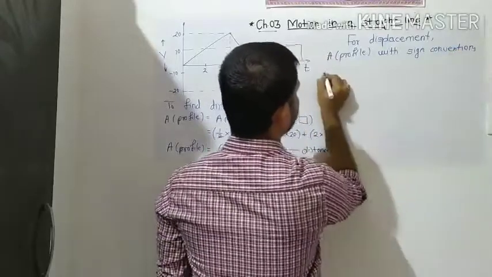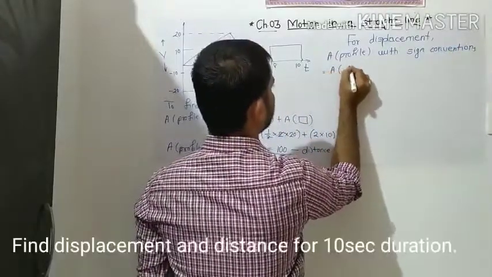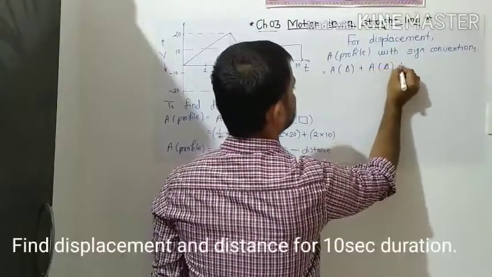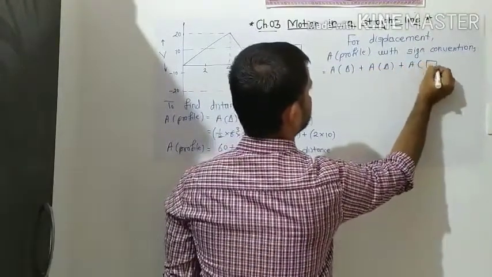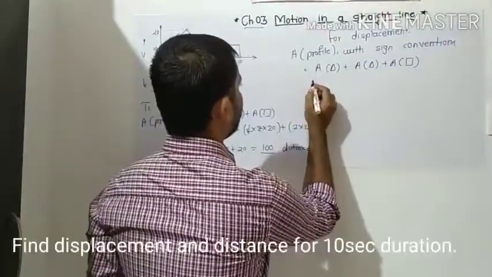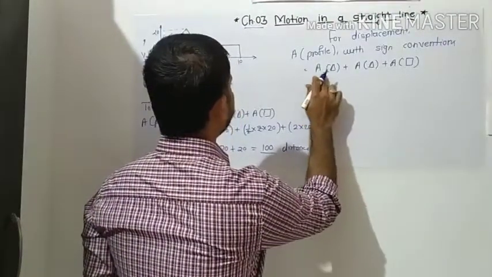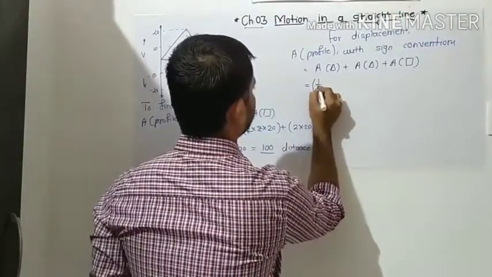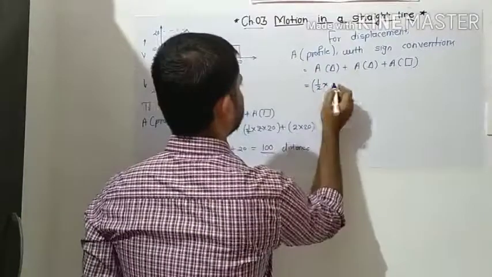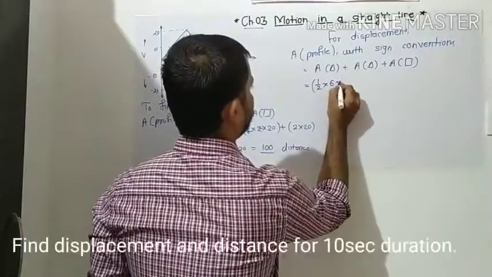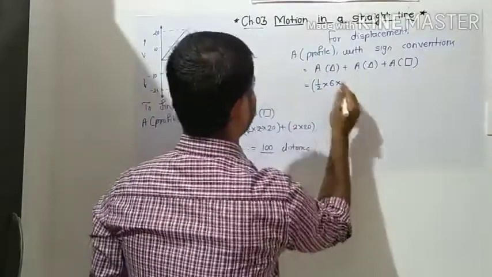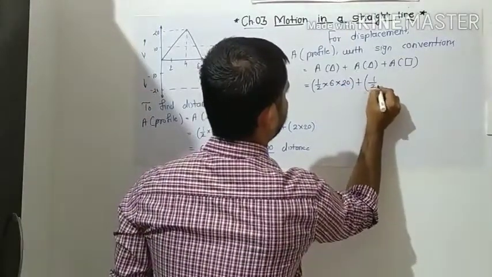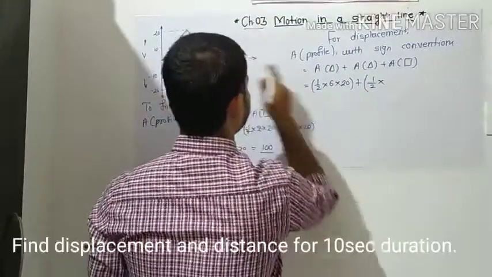Okay, so the displacement is equal to the area of the first triangle plus the area of the second triangle plus the area of the rectangle. The area of this triangle is 1/2 into base, so base is 6, into height, which is 20. Plus 1/2 into base of this second triangle, which is 2.